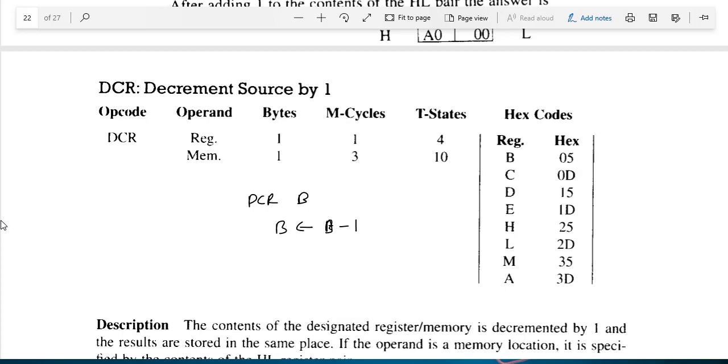Okay. So it is a 1 byte instruction, 1 machine cycle, 4 T states, and another instruction is DCR M. It decrements the content of the memory location by 1 and moves it back to the memory location. Okay. So how many machine cycles does it have? It has 3 machine cycles: opcode fetch, memory read, and memory write.